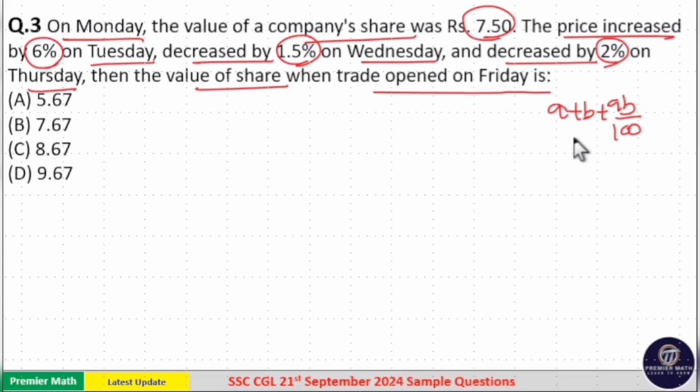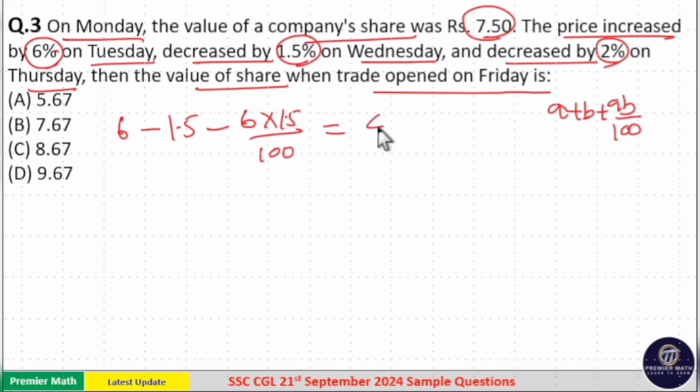Here when you use this formula, put negative signs for decrement and put positive signs for increment. So first calculate for 6 and 1.5. 6% increment and 1.5% decrement. So this will become 6 into 1.5 divided by 100. Here this is minus because 1.5 is decrement.